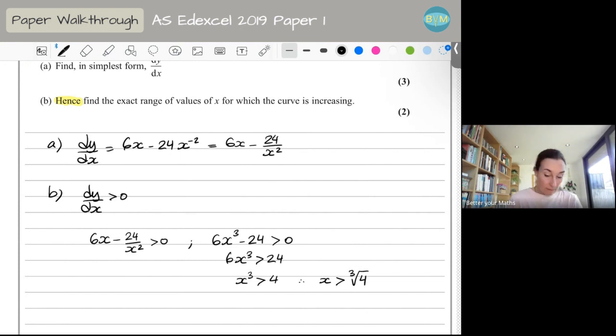Yeah? And that's the exact. When they say the exact range, every time you see the exact answer, the exact value, the exact range, something like that, what they mean is don't use the calculator and leave it in terms of a square root, of a logarithm, an exponential, a fraction. Don't simplify, don't divide, don't give decimals. So that's the range of values. The function is increasing when x is greater than the cube root of 4. Does it make sense? Do you remember this?